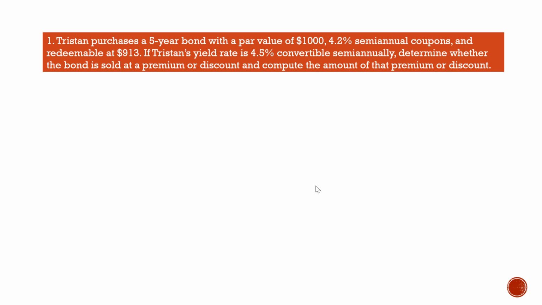So to approach this problem, we have two approaches. Either you compute g and then i, and then you compare g with i to see if it's premium or discount, and then just follow the formula of premium and discount amount. The second approach is you find the price of this bond, and then compare with the redemption value, which is 913. So the difference is the amount of either premium or discount.